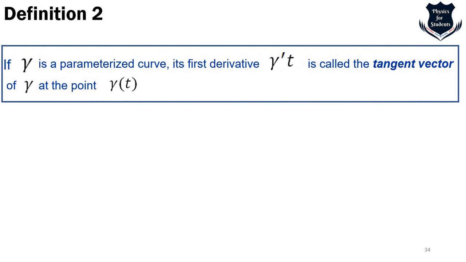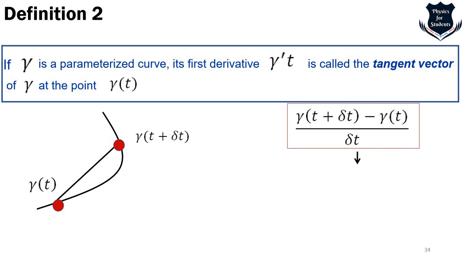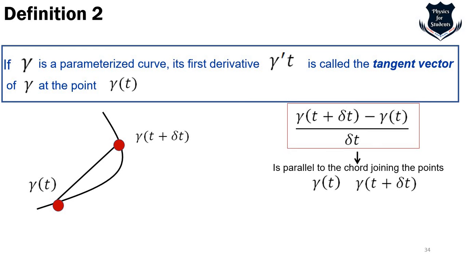Now, the second definition that we come across: if gamma is a parameterized curve, its first derivative gamma prime t is called the tangent vector of gamma at the point gamma t. So here we are defining, in terms of a parameterized curve, what a tangent vector is. This is the kind of graph that we see. The vector is parallel to the chord joining the points of the image of C. This is parallel to the chord joining the points gamma t and gamma t plus del t.